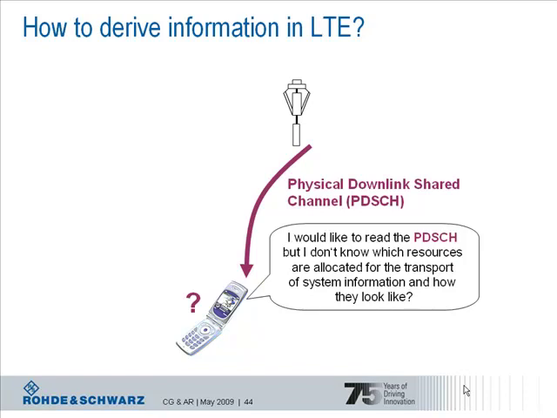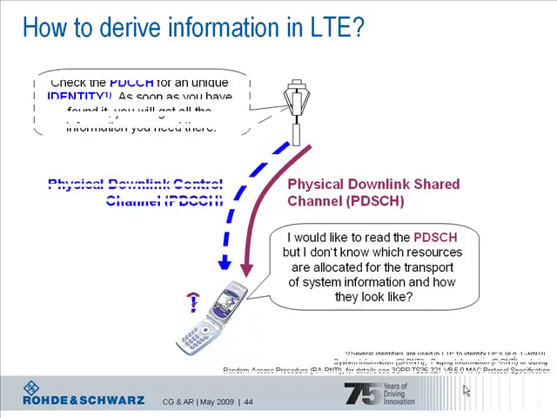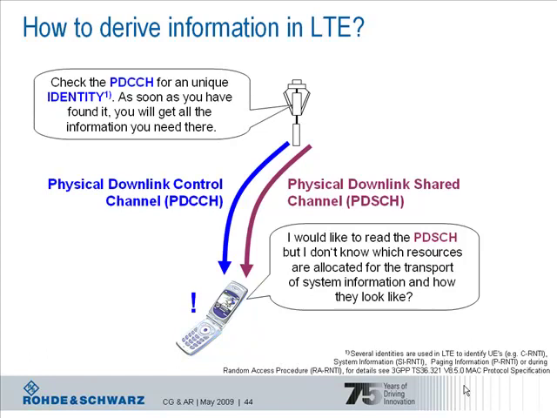The device needs to be informed about the scheduling decisions, and therefore all devices need to read the physical downlink control channel. This channel is transmitted over the entire bandwidth in the beginning of each subframe. Via unique identities, information is provided to the UEs if they are addressed with data and where to look on the physical downlink shared channel.